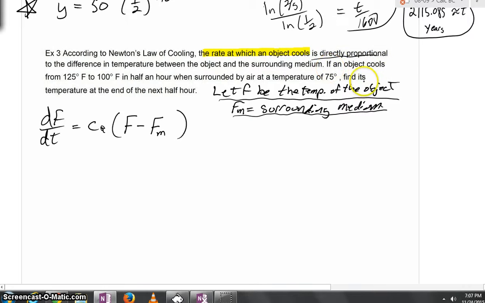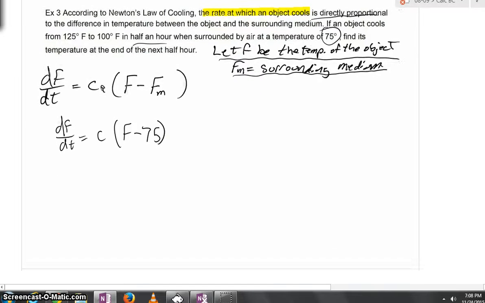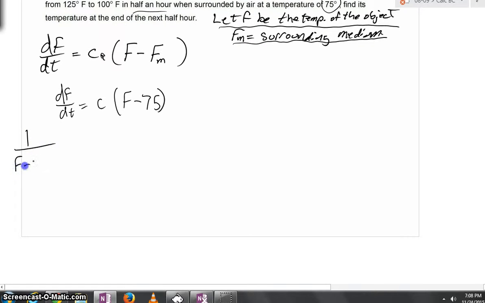So if an object cools from 125 degrees Fahrenheit to 100 degrees Fahrenheit in half an hour, when surrounded by air at a temperature of 75 degrees, find the temperature at the end of the next half hour. Well, the surrounding medium would be 75 degrees. So we could write dF/dt is equal to some constant times F minus 75. At this point, just want to move quickly and say, of course, F is considered to be a temperature higher than room temperature at this point.